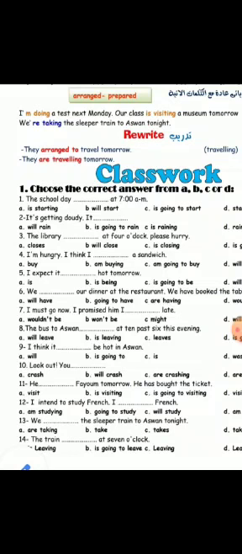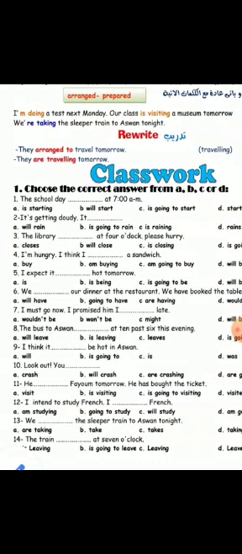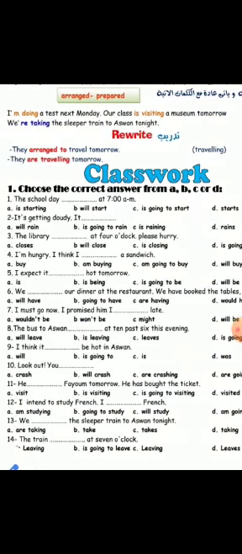Number nine, I think it will be hot in Aswan. Why did I choose will? Because I think. Think comes with will plus infinitive. Number 10, look out, you are going to crash. Things about to happen, we use going to when we talk about things which are going to happen.